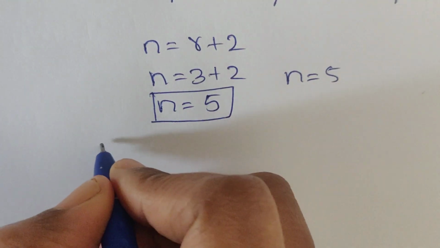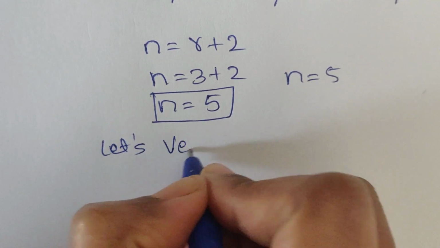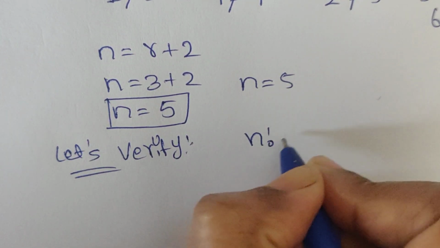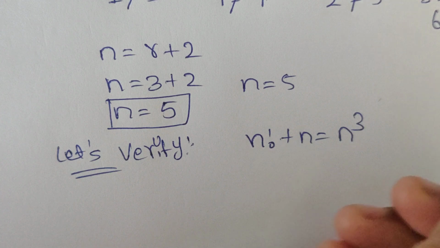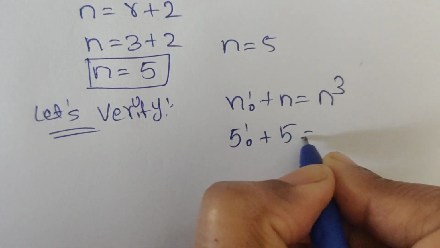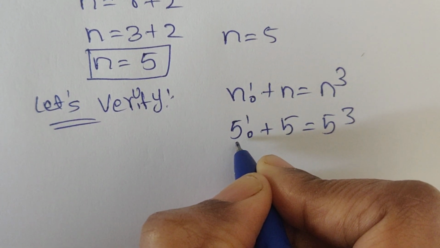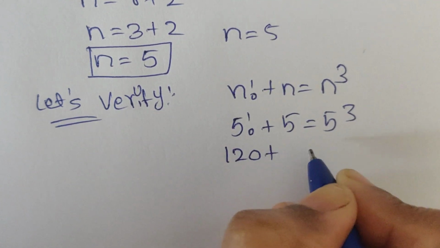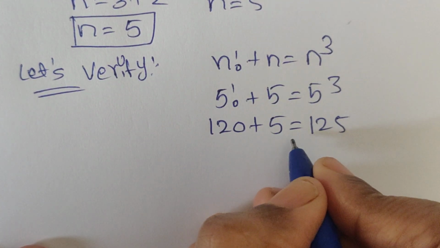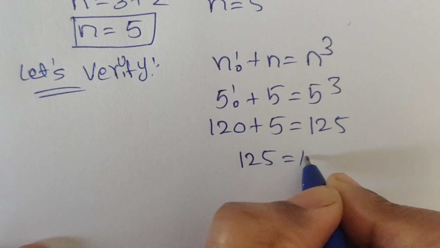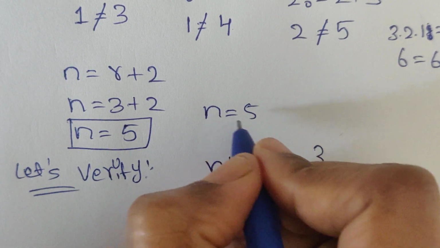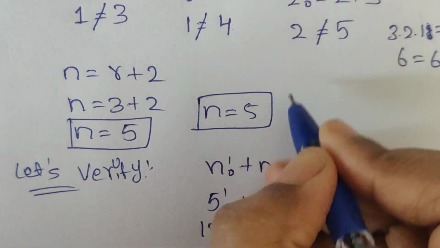Now let's verify whether this value is right or not. The question is n factorial plus n is equal to n cube. So now it will be 5 factorial plus 5 is equal to 5 cube. Here 5 factorial is equal to 120, plus 5. And 5 cube is equal to 125. So 120 plus 5, which is equal to 125, is equal to 125. So this is true. So n equal to 5 is the right answer.